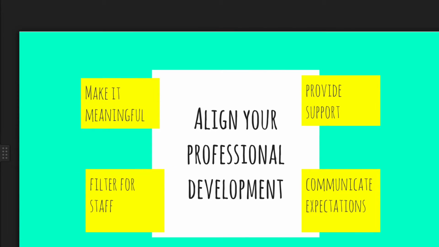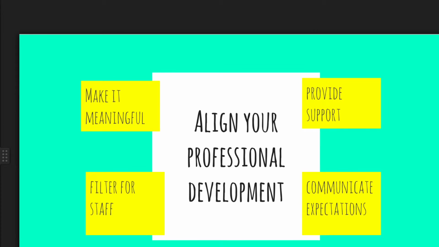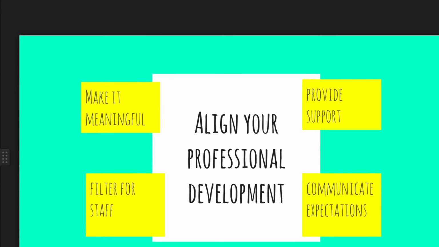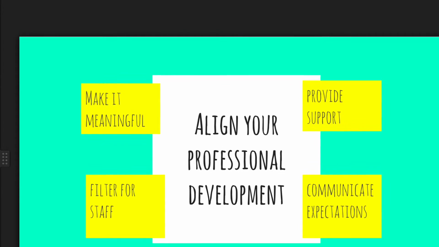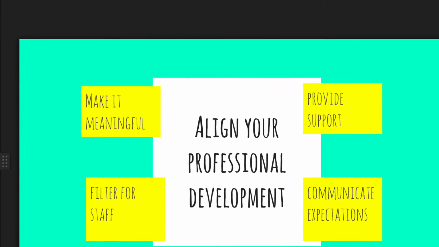Many initiatives come top down from the district and it's important to filter for your staff. What's the most meaningful PD coming down top down? What makes the most sense for your staff? And more importantly, what aligns to your vision and goals?